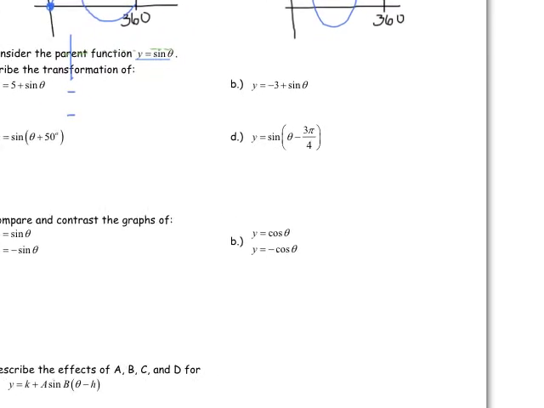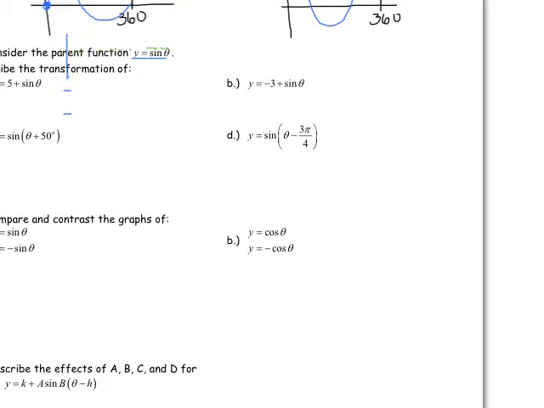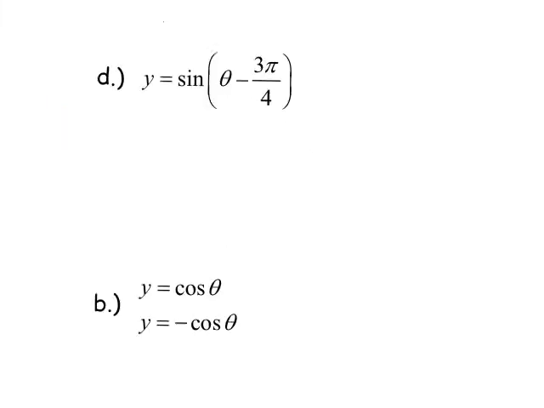Alright, so let's do one more. I'm going to pause this and delete all this. Here we go, it's a lot better. Okay, so y equals sine theta minus 3 pi over 4. So now you can kind of assume that you're in radians because this is a radian.